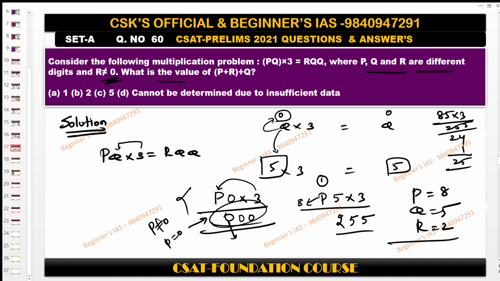Now the question is dealing with P plus R. P plus R is nothing but 10. It should be divided by Q, therefore 2. Answer is 5.